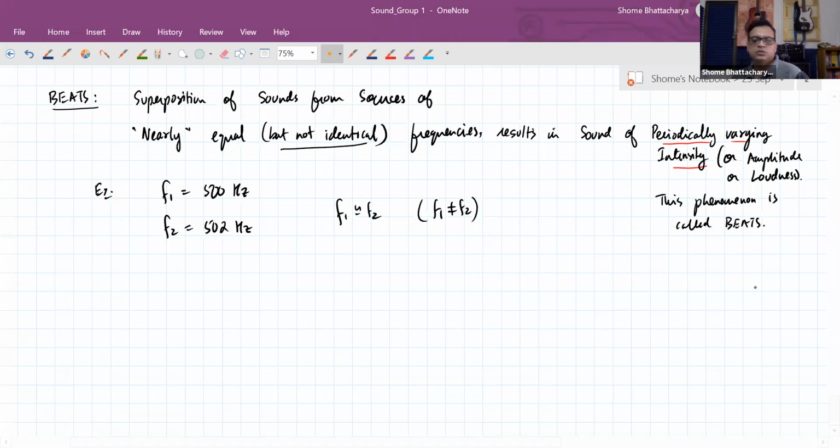In the physics of sounds, in everyday language, of course, beats means something else, but the connection to the language is that beats is rhythmic or periodic variation. That in general is what we call beats. So here, what is the quantity which is varying periodically? It is the amplitude or the intensity of the resultant sound.